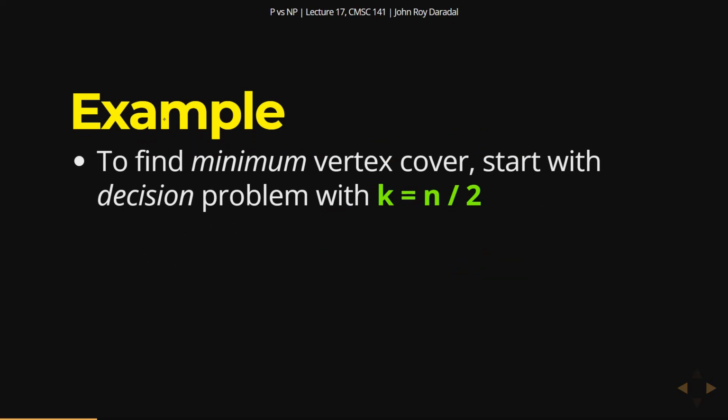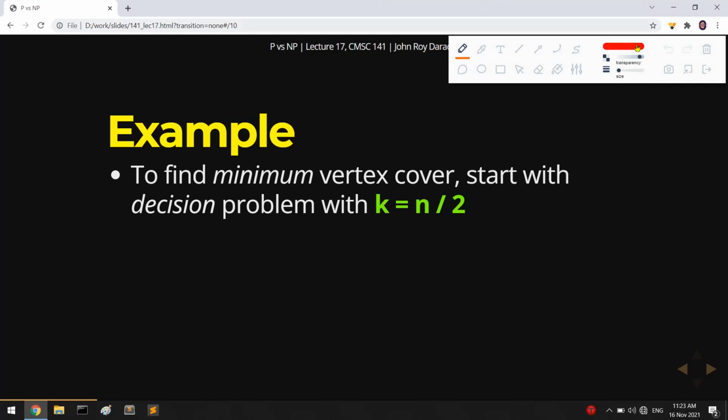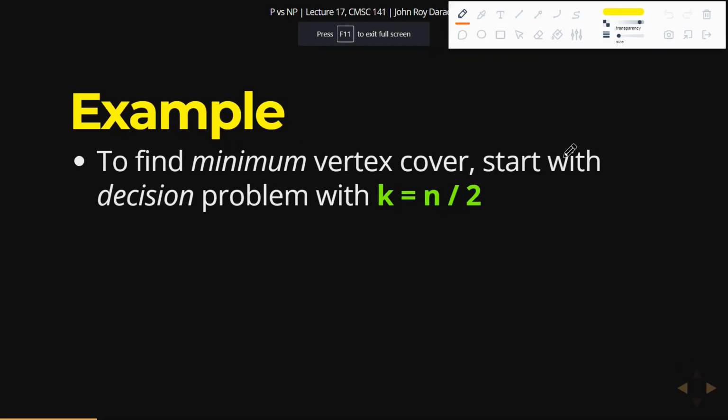So how will you do that? So for example, let's say you have an algorithm for the decision version, a decision algorithm that takes in k as an input, and then outputs either yes or no. So meaning, does a solution using only k vertices exist or not? Okay, so this is the vertex cover decision algorithm.